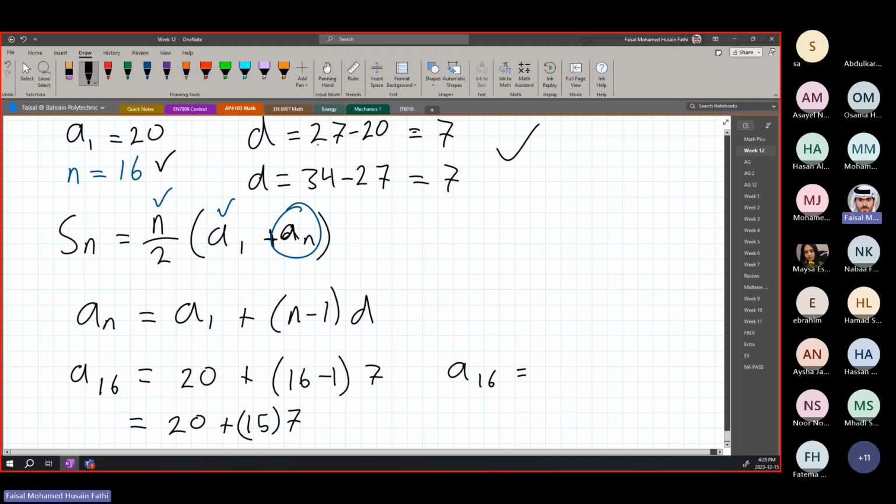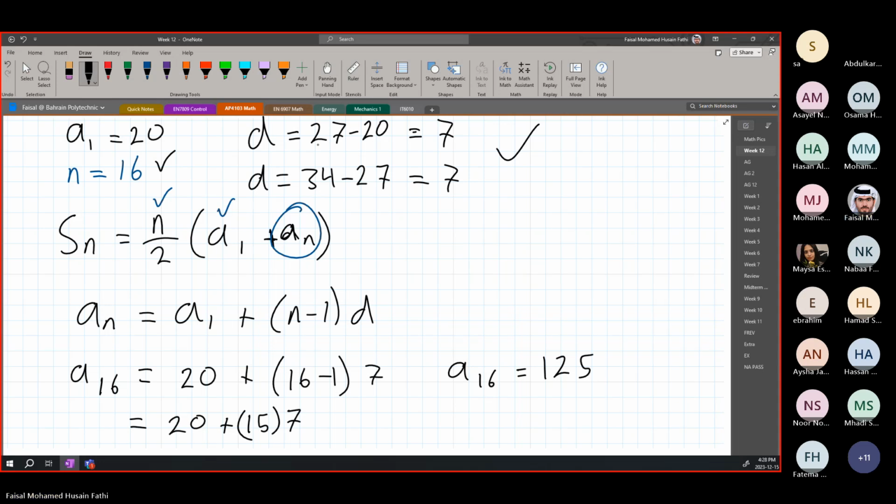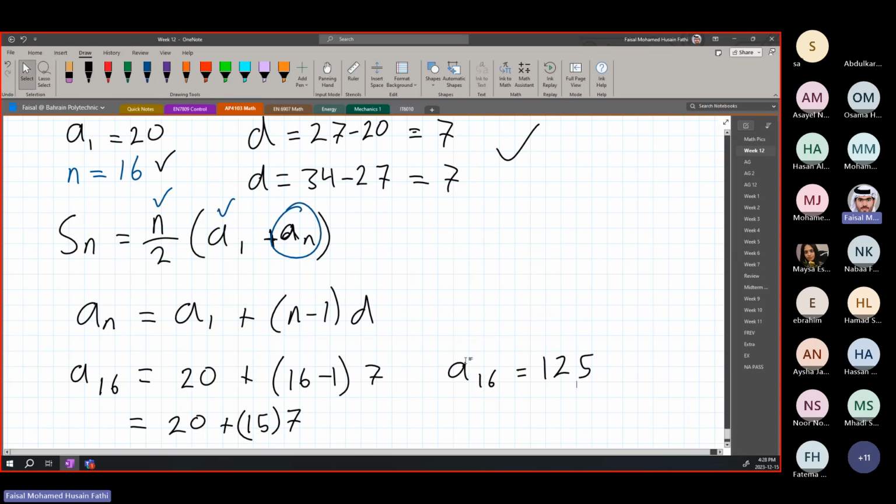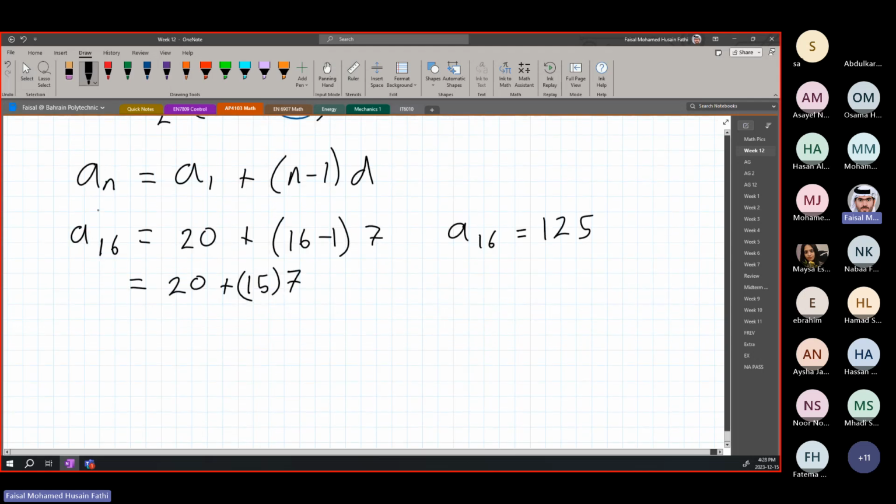A16 is equal to 125. Okay, and now we found our A16. This is not our final answer. We need to find Sn.